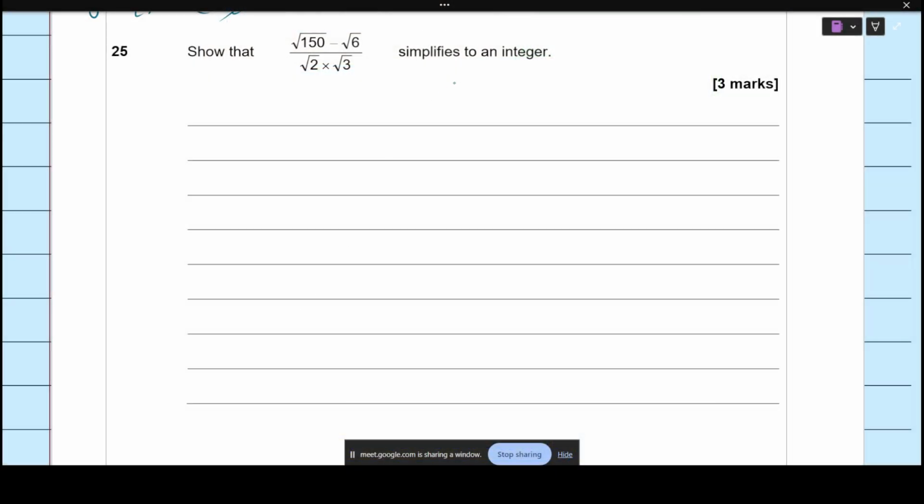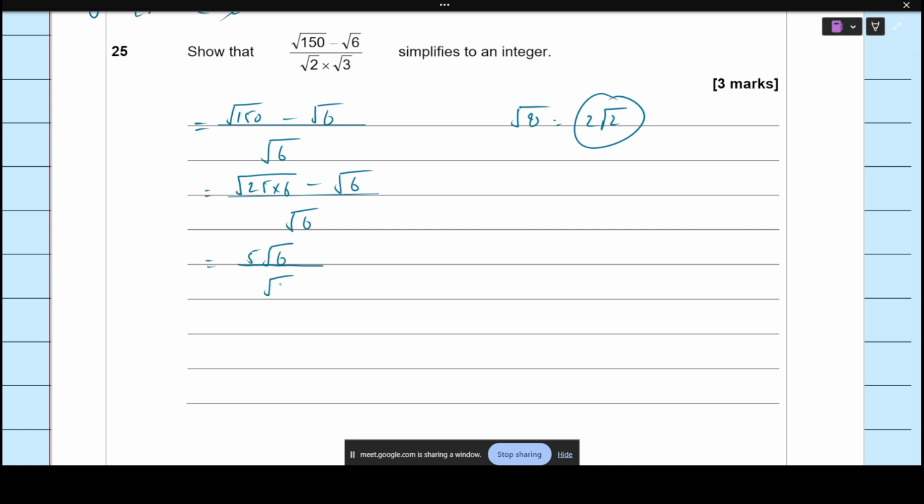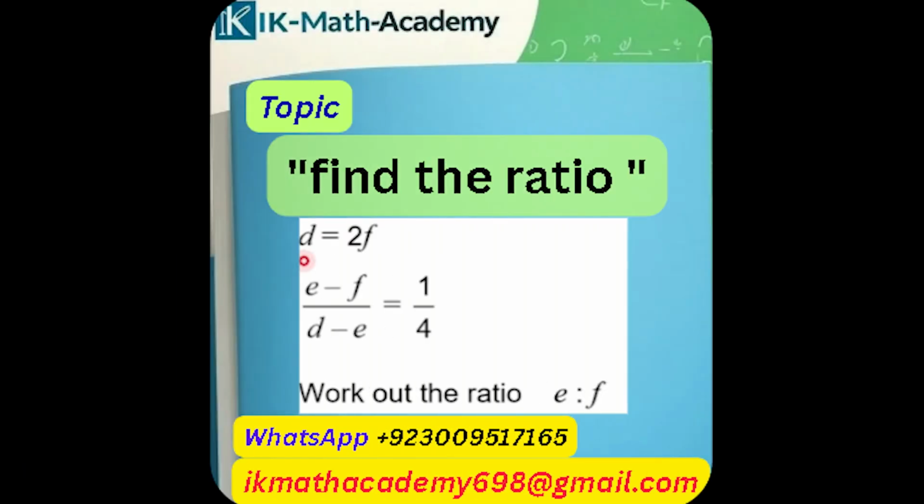We just need to solve this question and simplify to an integer. Square root of 2 times square root of 3 is square root of 6. So we have square root of 25 times 6 minus square root of 6, divided by square root of 6. Square root of 25 is actually 5. And here we have square root of 6, and I'm going to divide this by square root of 6 separately. So square root of 6 divided by square root of 6 cancels out. So we have only 5 minus 1, which is equal to 4, which is an integer.